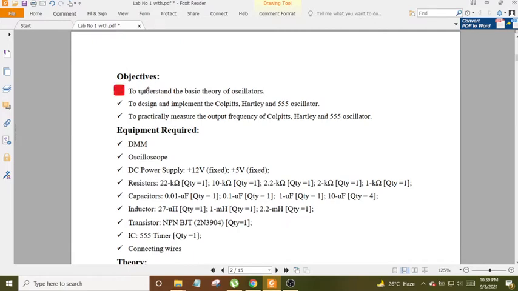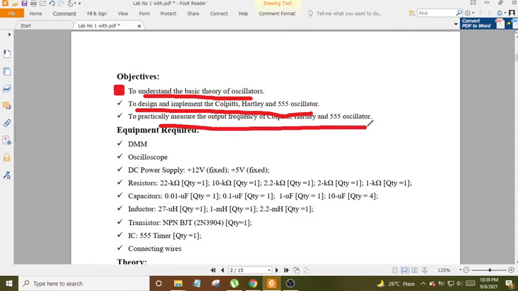Objectives. To understand the basic theory of oscillators. To design and implement the Colpitts, Hartley and 555 oscillator. To practically measure the output frequency of Colpitts, Hartley and 555 oscillator.